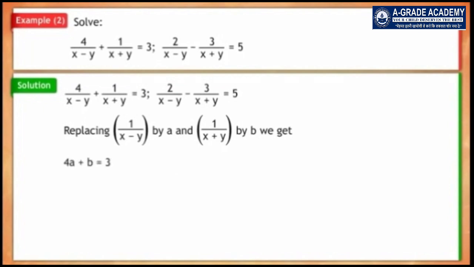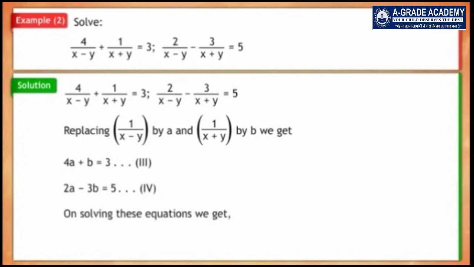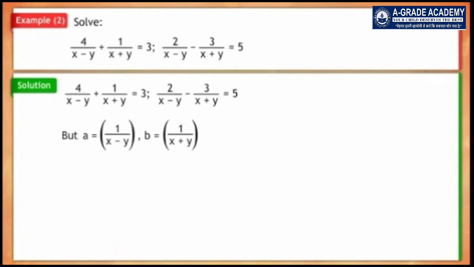4a plus b is equal to 3. This is our equation number 3. 2a minus 3b is equal to 5. This is our equation number 4. On solving these equations, we get a is equal to 1 and b is equal to minus 1. But a is equal to 1 upon x minus y and b is equal to 1 upon x plus y.